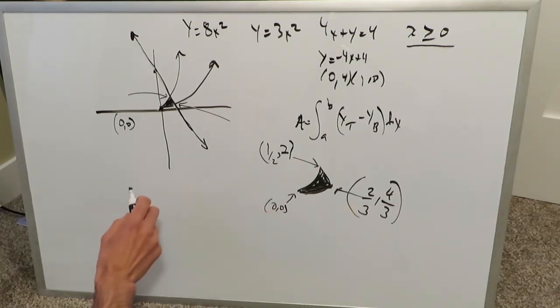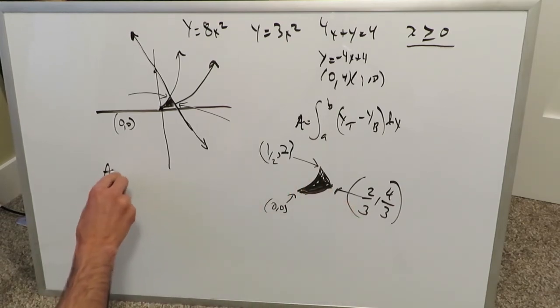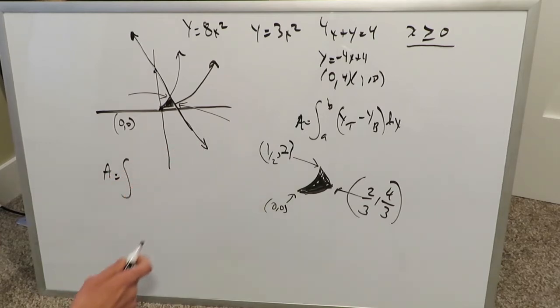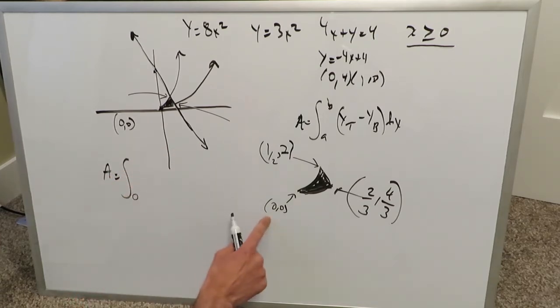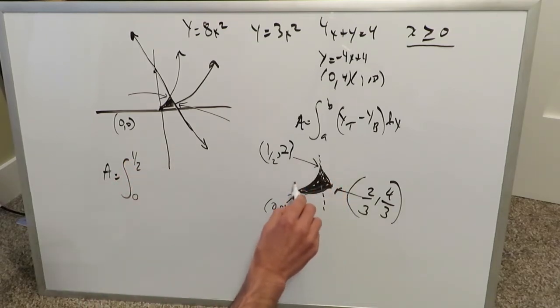We have an interval now developing like this, from 0 to 1 over 2, then 1 over 2 to 2 over 3. So our area is going to be generated like this, and we don't have any even functions playing out over here. The first one is going to be from 0 to 1 over 2, right here.